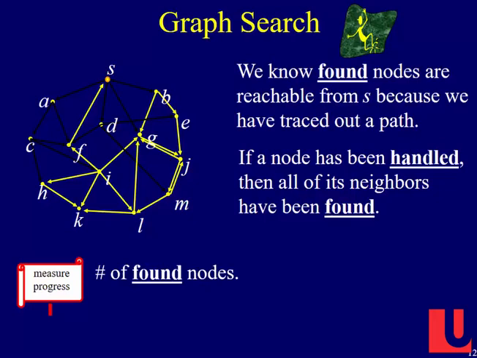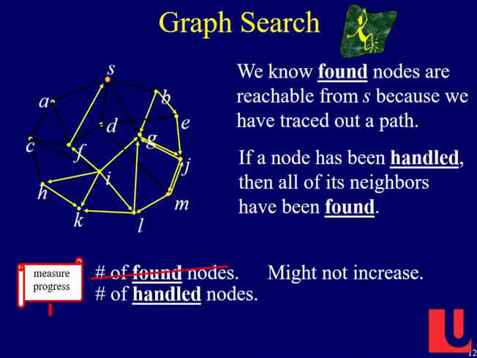You need that every iteration you make progress, right? Are we guaranteed that every iteration we're going to find new nodes? No, you might not. So it's not a good measure because it might not increase. But what was our other option? I heard some people shout it, the number of handled nodes, right? Do we handle a new node every iteration?